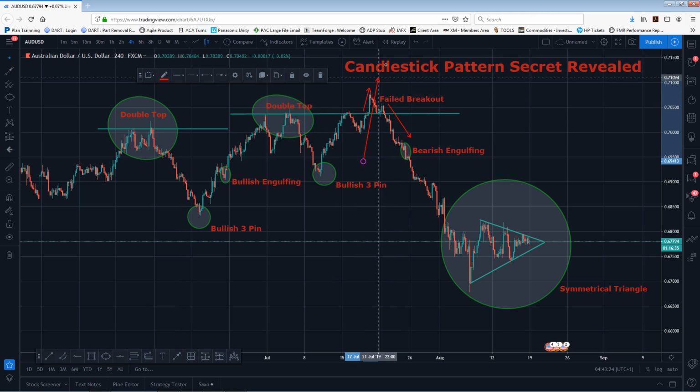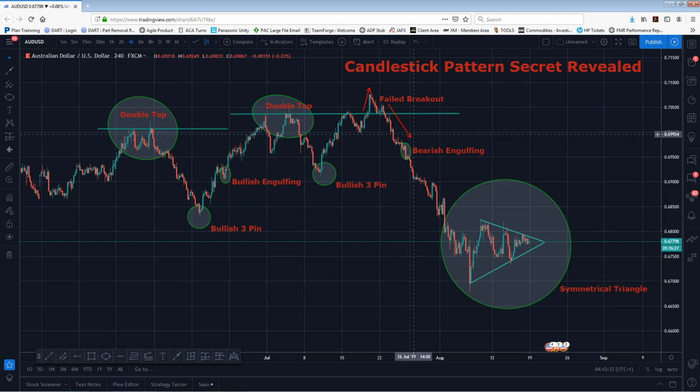We were expecting it to maybe break out all the way up here, but what happened? It didn't break out. Instead, price fell back below quickly and formed another pattern here. This pattern right here, again, is bearish engulfing.